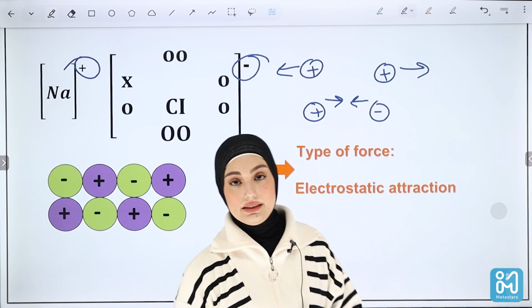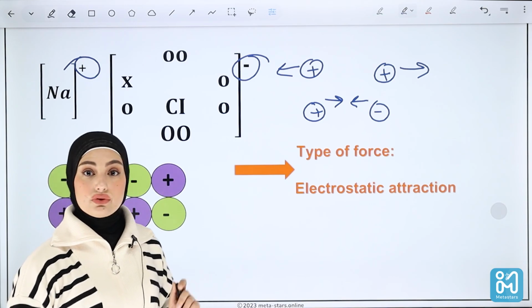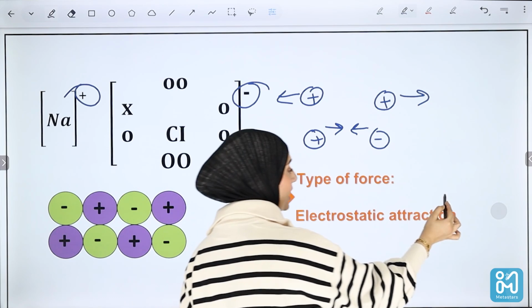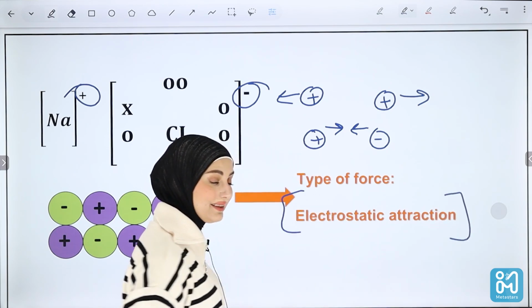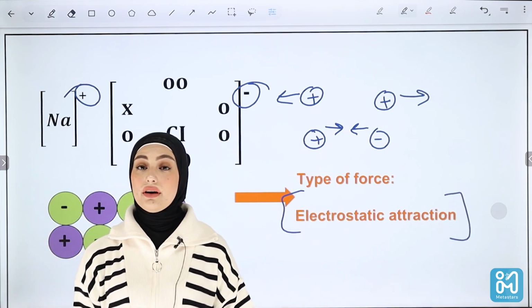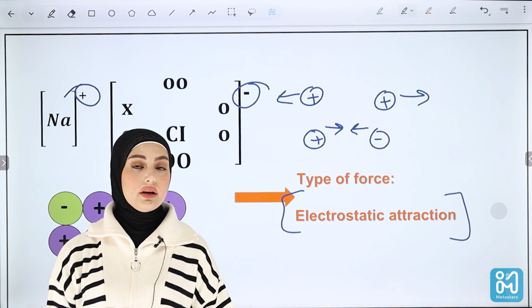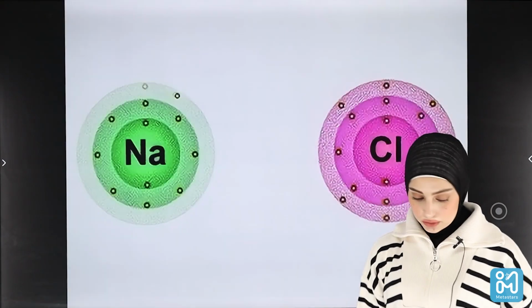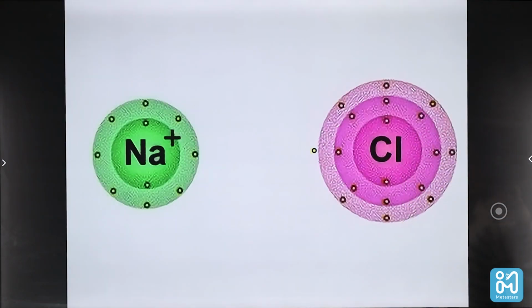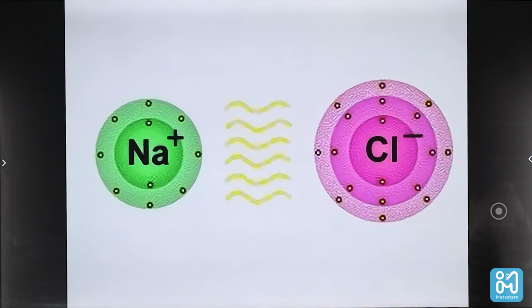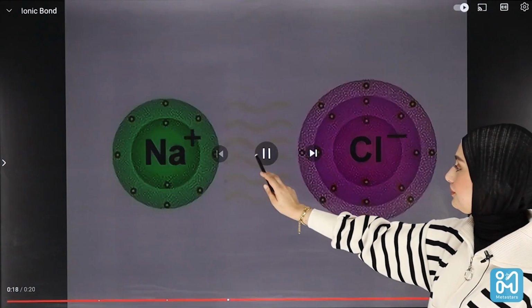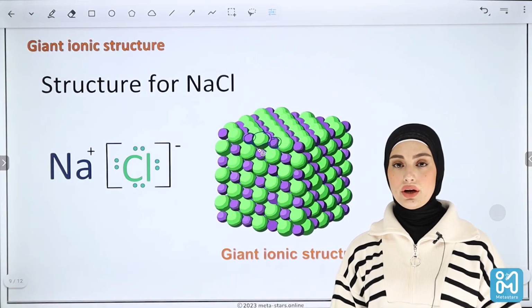We call this type of force that holds the positive and negative ions together the electrostatic attraction. And this force is really important because it controls the properties of ionic compounds, as we're going to see. So again, for sodium chloride, the electron will transfer from sodium to chlorine, and then they have opposite charges, and they will attract by means of electrostatic attraction.